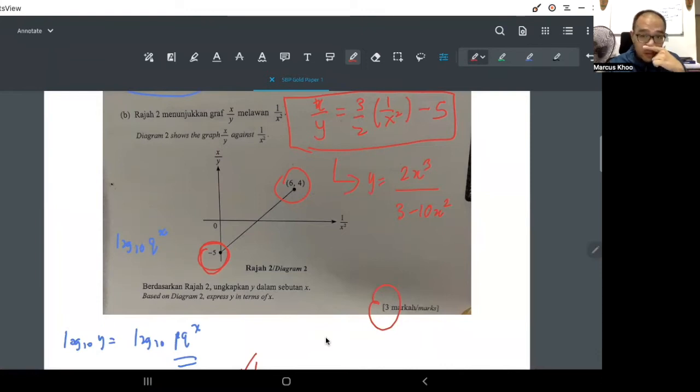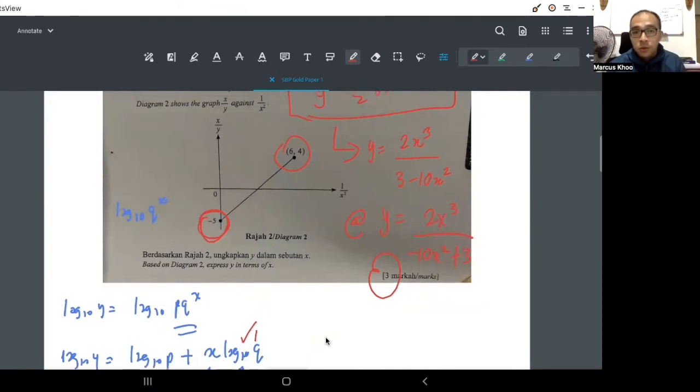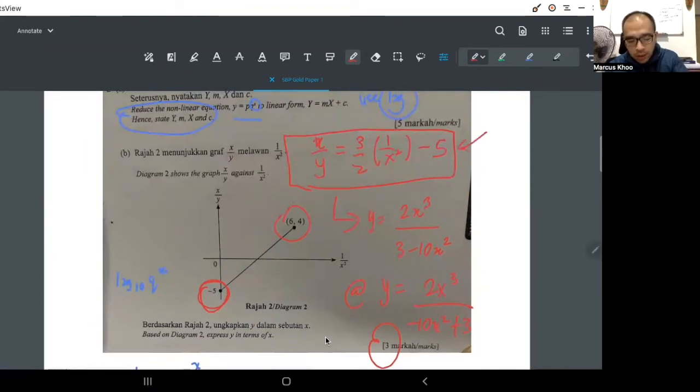So I'm giving you the answer there, 2x cubed over 3 minus 10x squared. If you get an alternative, for example, y equals 2x cubed, then negative 10x squared plus 3, also can lah. It's not a problem lah. But you must be able to know how to change from here to here. That one is very important.